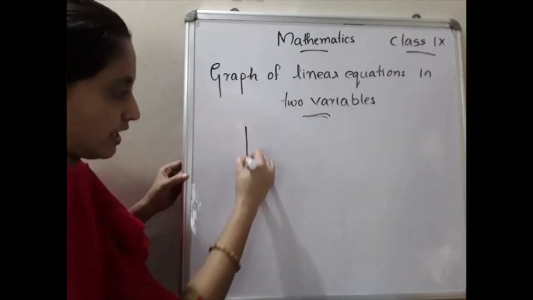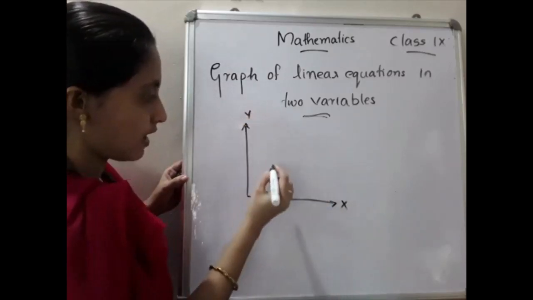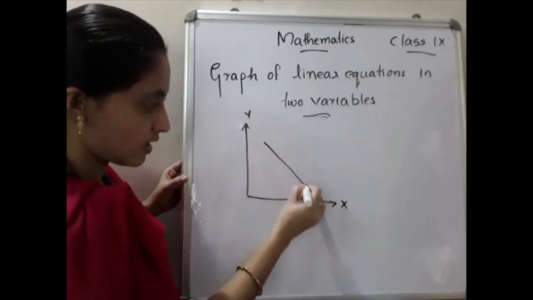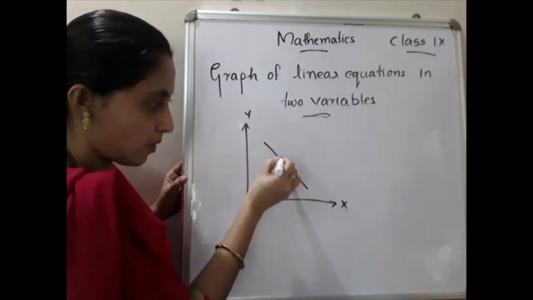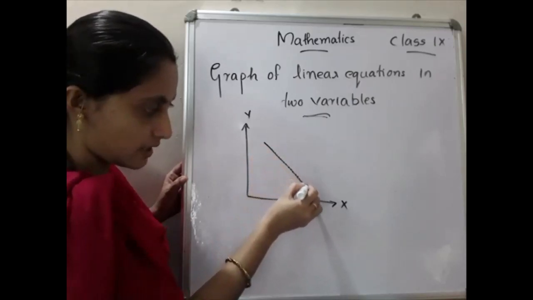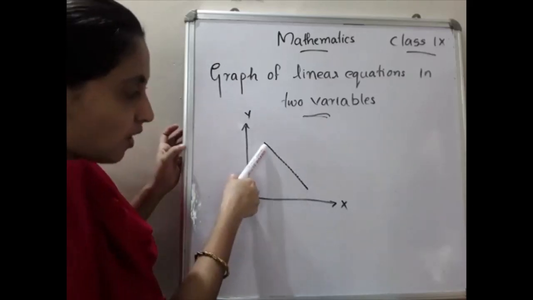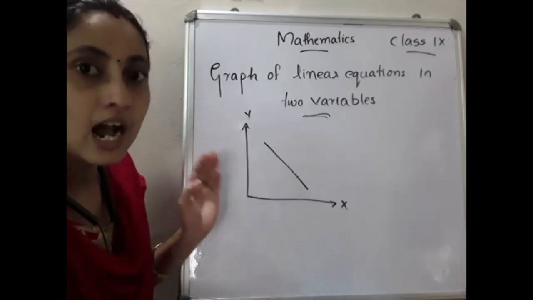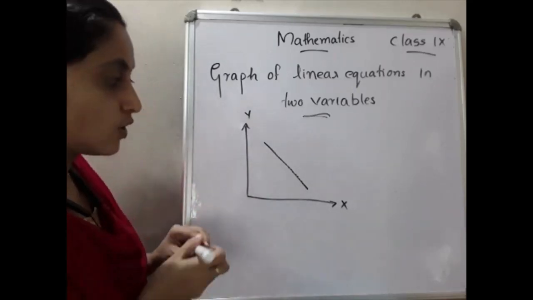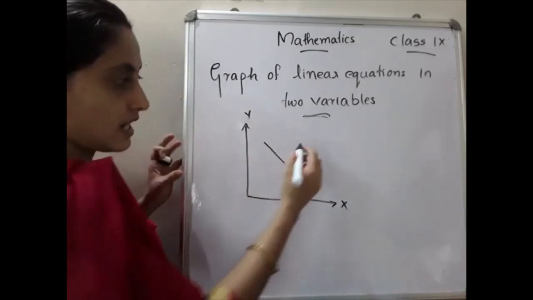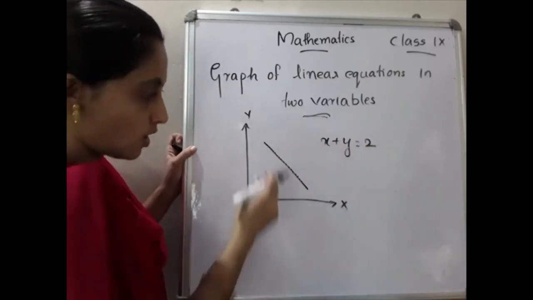When you are drawing, this is the x-axis and this is the y-axis. While we are drawing a graph here, this represents what? There are so many points that lie in this graph or on this line. All the points on this line are the solutions of the given line. Okay, for example, x plus y is equal to 2 is our equation or the line.